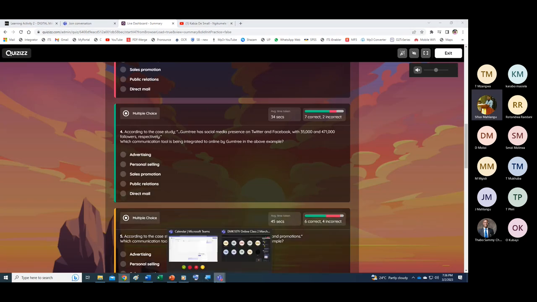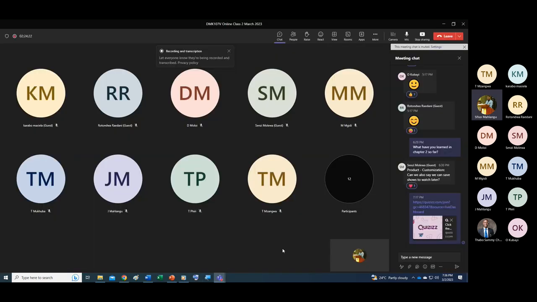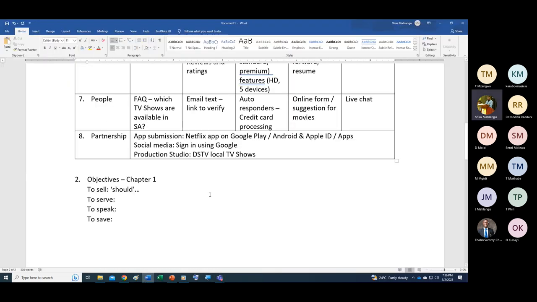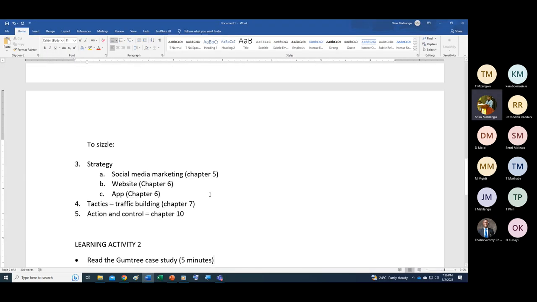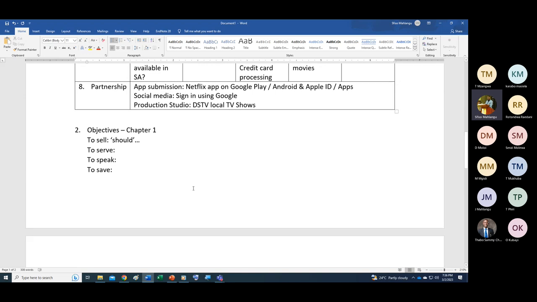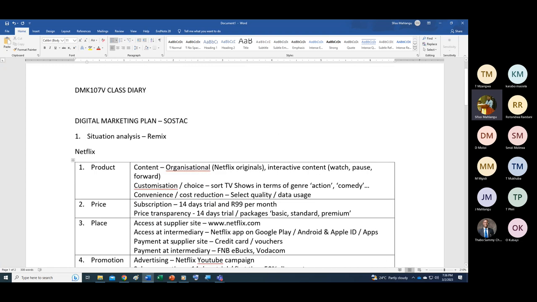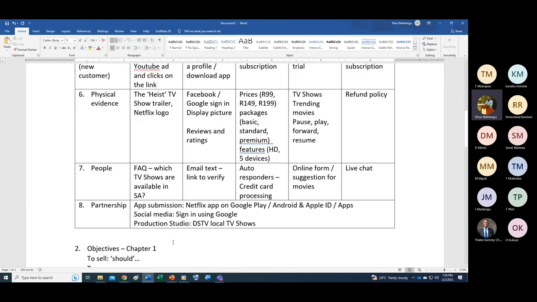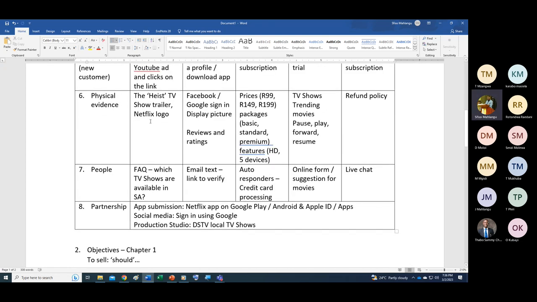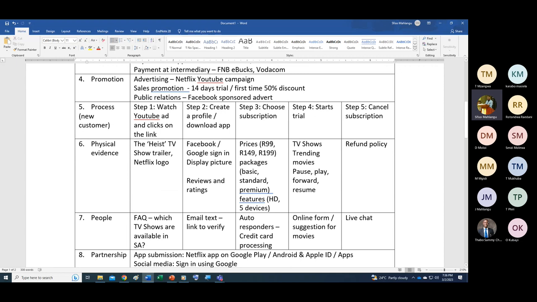Ladies and gentlemen, we come to the last part of the class. So today we covered chapter 2. You'll remember that chapter 2 in the digital marketing plan becomes step one, which is situation analysis. And as well as those three elements, the process, we do them differently. We try to show synergy between them.